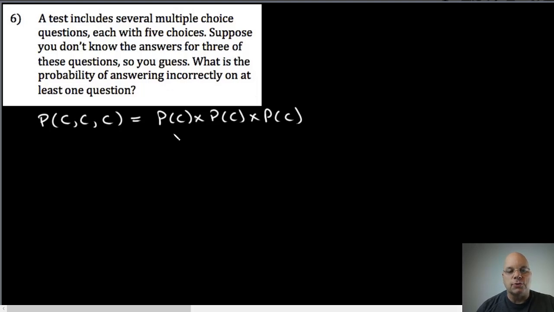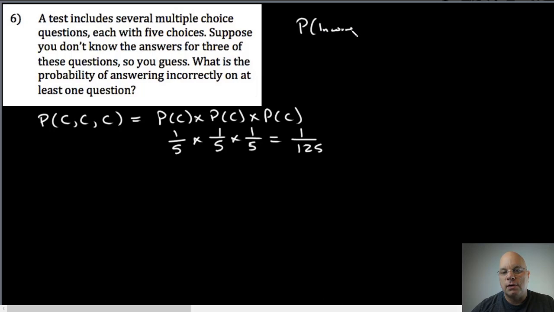So if there are 5 answer choices, there's a 1/5 probability of answering correctly on this question, multiplied by a 1/5 probability of answering correctly on this question, multiplied by a 1/5 probability of answering correctly on this question. That product is 1/125th. You then just need to realize that the probability of answering incorrectly on at least one is equal to 1 minus the probability of answering correctly on all 3.